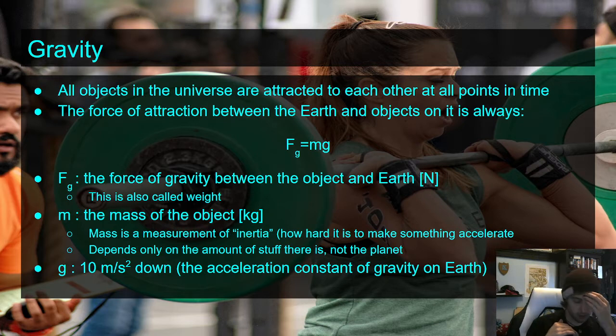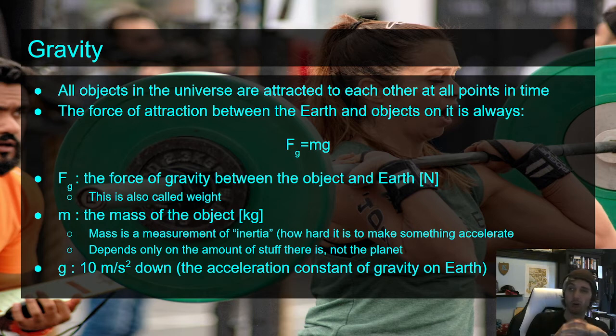It's technically a measure of inertia, meaning how hard something is to accelerate. It's only going to depend on the amount of stuff there is, not the planet you're on. So if you go to the moon, your mass isn't different because you have the same amount of stuff. Your weight will be different because the moon will be pulling you a different amount than the Earth would, but your mass will be the same.